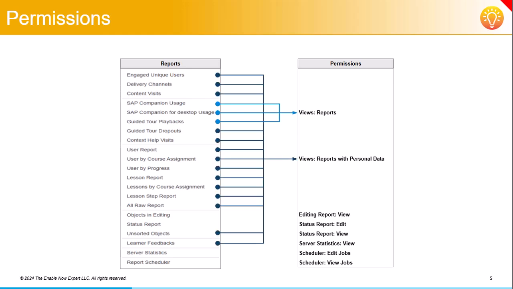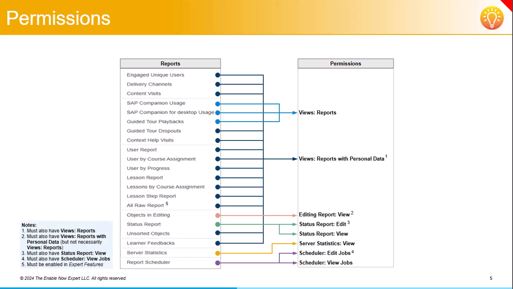Access to most of the other reports is controlled by the new Views Reports with Personal Data permission, although some reports have their own permissions, namely the Objects in Editing report, for which access is controlled by the Editing Report View permission, the Status report, which is controlled by the Status Report Edit and Status Report View permissions, depending on the level of access required, the Server Statistics report, which is controlled by the Server Statistics View permission, and the Report Scheduler, which also has two permissions, Scheduler Edit Jobs and Scheduler View Jobs, again depending on the level of access required.